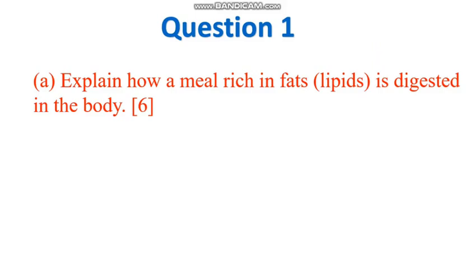So once the food reaches the duodenum, the liver secretes the bile, and the bile contains the salts. So here we have the bile salts that are going to emulsify the fat into the fat droplets. So the emulsified food is then worked on by the enzyme lipase coming from the pancreas into fatty acids and glycerol. So that is how we can explain how a meal rich in fats is digested in the body.